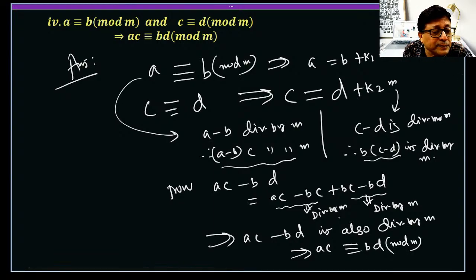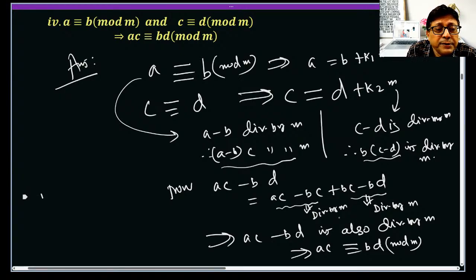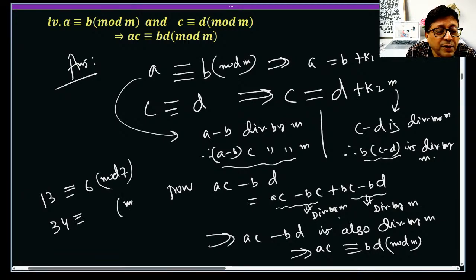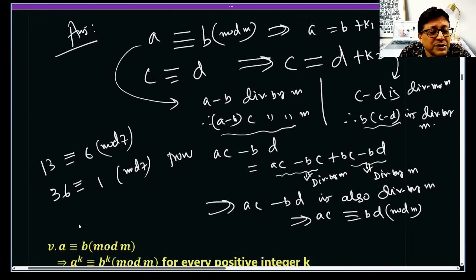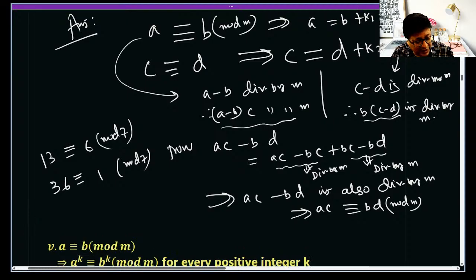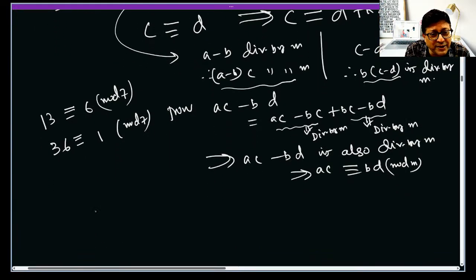Let us take one example. Say 13 is congruent with 6 mod 7, isn't it? And 34 is congruent with how much mod 7? 6. No, that's why I want to increase. Say 36. 36 is congruent with what? 1 mod 7. You multiply these two and check whether multiplication is valid or not. Division will not be valid, but multiplication will be valid.